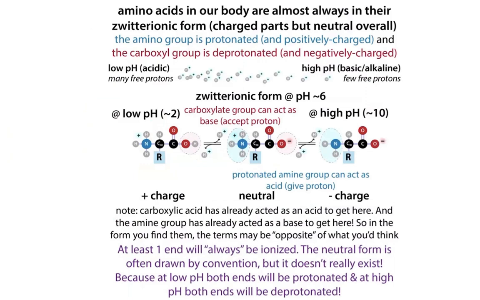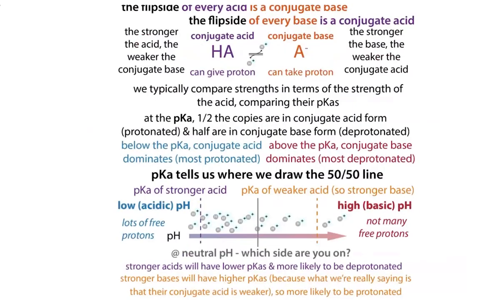If you're at a pH above that, there's going to be fewer protons available, so less of it is going to be protonated. And if you're at a lower pH, you're going to have more protons available, so more of it is going to be protonated.